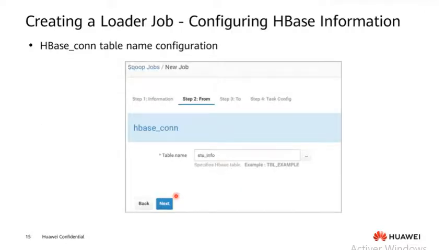Next, because we are using HBase as the source location, the second step is to configure which table we shall use. For example, if we are using the table called stu_info, then we just need to click the button behind the input box and select the stu_info table. That's all we need to do in this step.